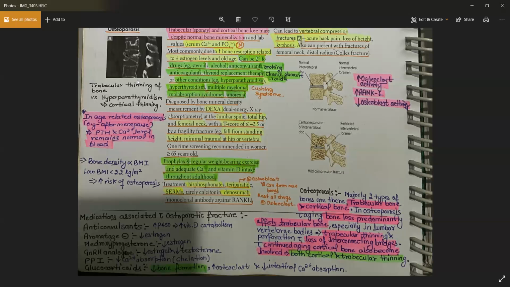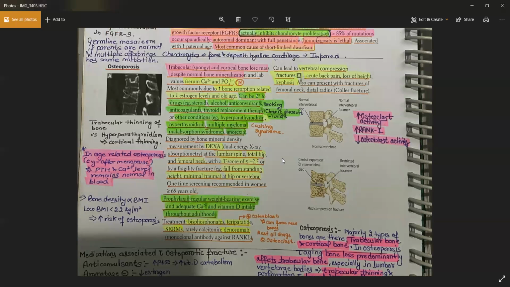spine. You will have a compression fracture because of the osteoporosis. The finding you can get on the spine is the central expansion of the intervertebral disc, because the mass of the central part of the bone, the trabecular bone, is now decreased. The expansion of this intervertebral disc will happen, and you can easily see that. So these findings you will get on the X-ray.